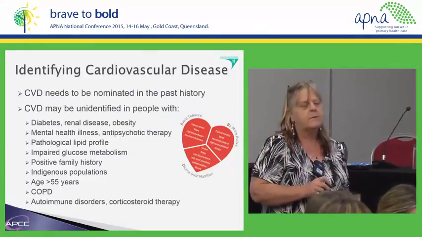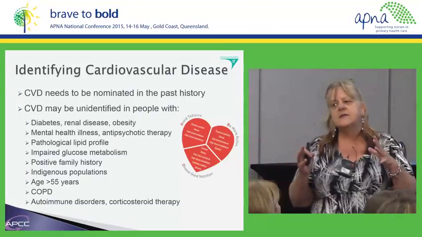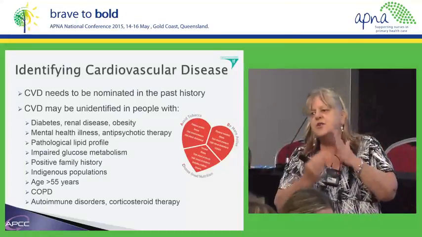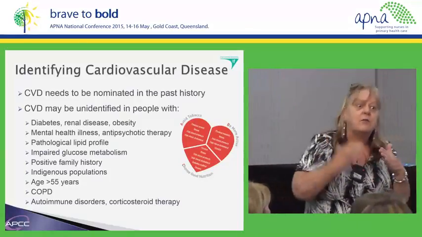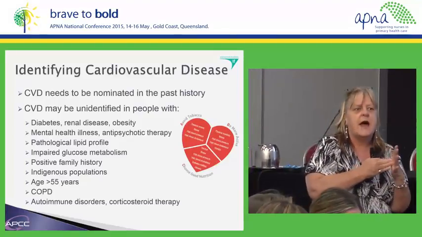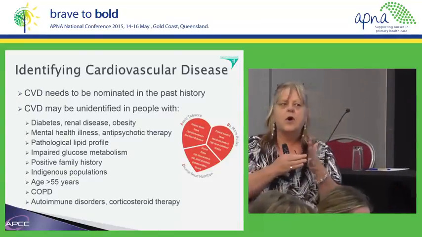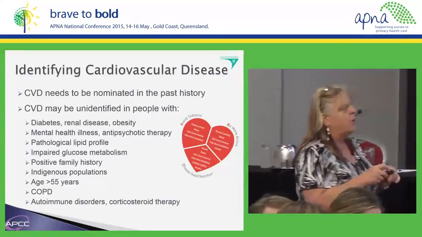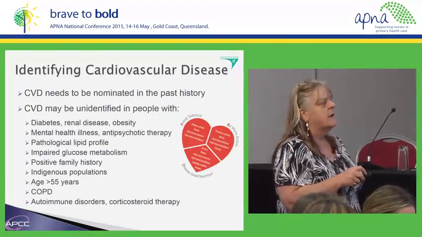Pathological lipid profile. Impaired glucose metabolism. I mean, this is really interesting stuff, isn't it? And I'm sure that you've all learnt and realised over the last few years that as soon as that fasting glucose gets to 5.6, we have increased risk of cardiovascular disease and cardiovascular events. So it doesn't have to be diabetes. So if you've got somebody with an impaired fasting glucose, I want you to look at that person to see whether or not, and how are you going to identify if they do or do not have cardiovascular disease.